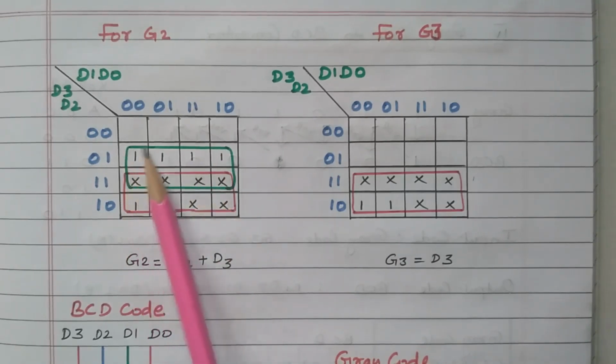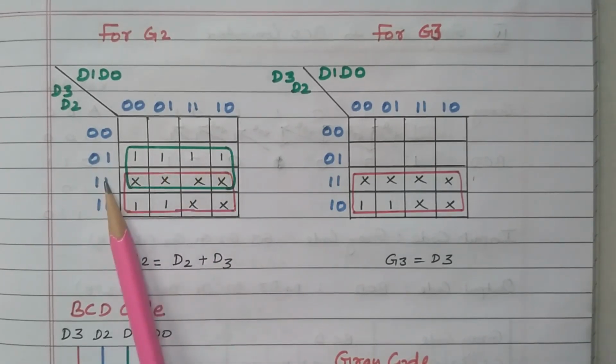So first we'll consider these 8 cells, green color. So the corresponding second row and third row we have to refer. 0, 1, 1, 1.